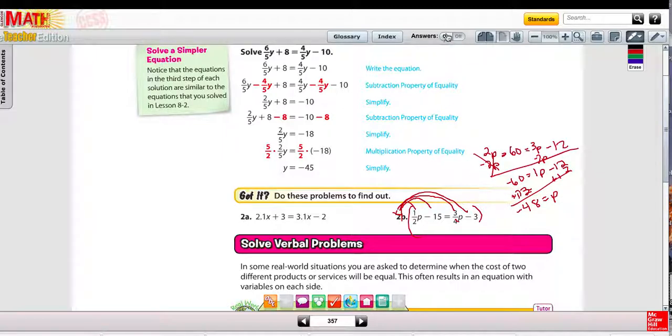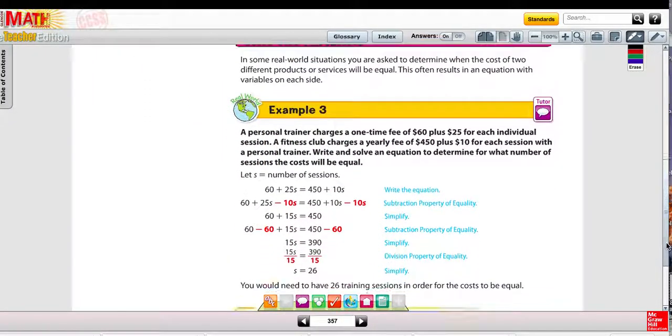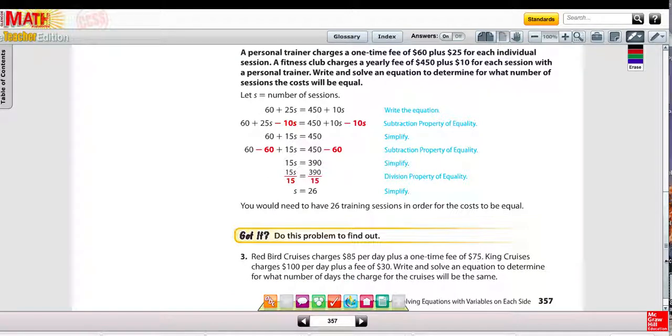Again, I went through those fast, but we'll do some more problems together in class to show you how that multiplying by 10 or multiplying by a common multiple can help you get rid of fractions and decimals. On example 3, we're translating a verbal problem into an equation, and then solving it. So $85 per day, and then a one-time fee of $75. And then King Cruises is $100 per day and a $30 charge. Write and solve an equation to find out what number of days where the cruises will be the same cost.